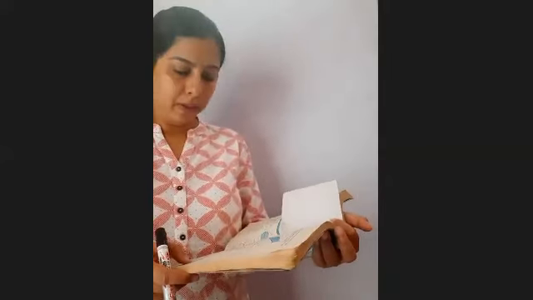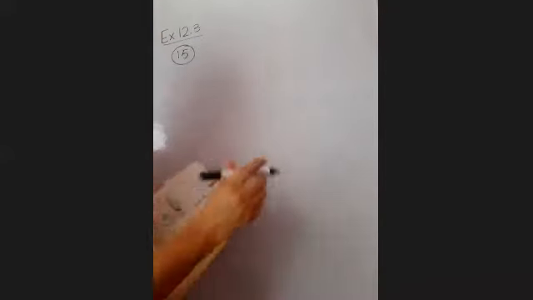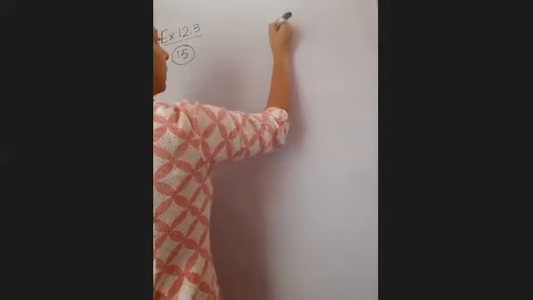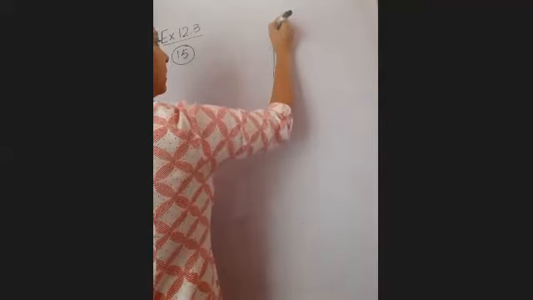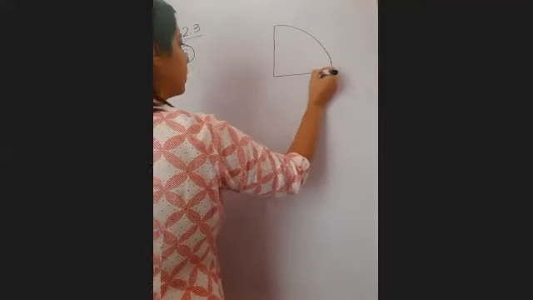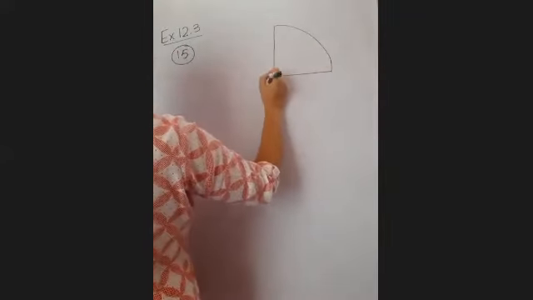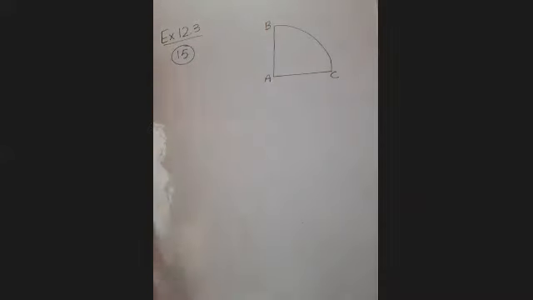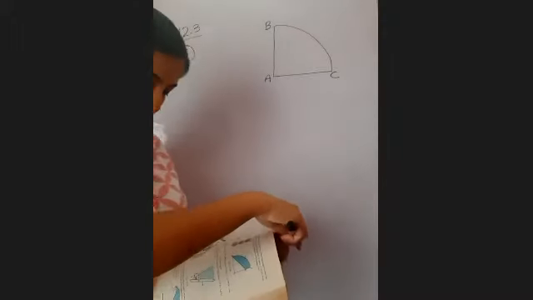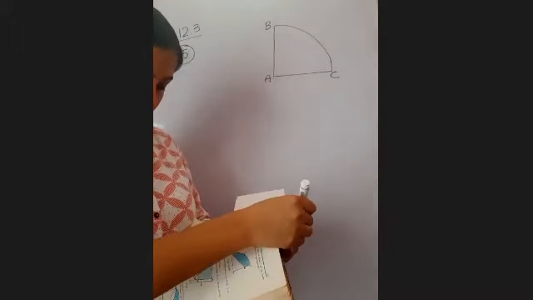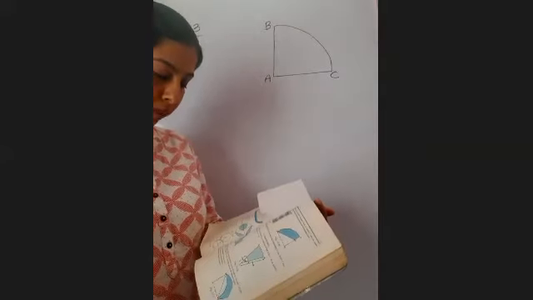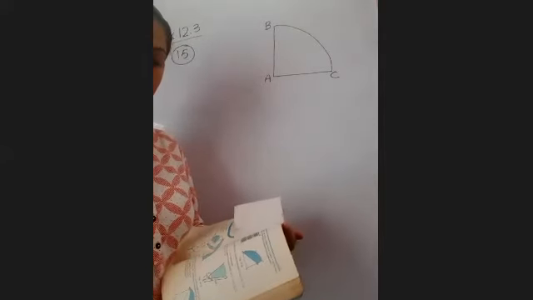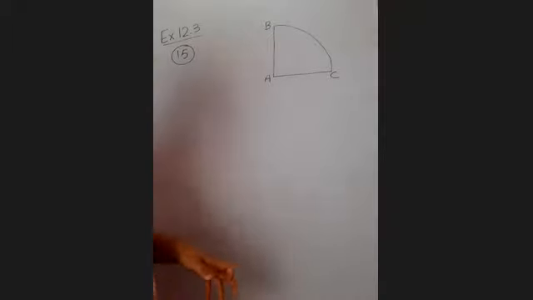In the figure, ABC is a quadrant of a circle of radius 14 centimeter. First, let me draw a quadrant. ABC is a quadrant, that is what we are given. Then they're saying a semicircle is drawn with BC as diameter. Find the area of the shaded region.